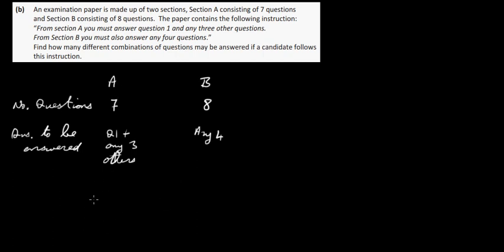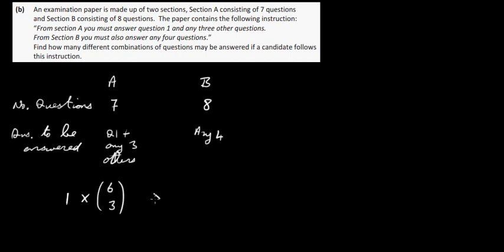So from part A here, you've got to do question 1. So that's one thing you definitely have to do. And then you have to do any 3 of the remaining 6. So we're going to multiply that by, in other words, you've got to choose any other 3 from the 6. So you've got 6 questions remaining and we have to choose 3. So this is from section A.